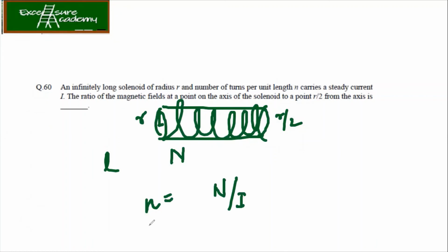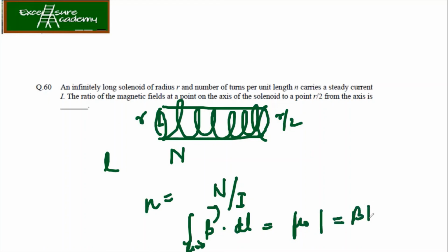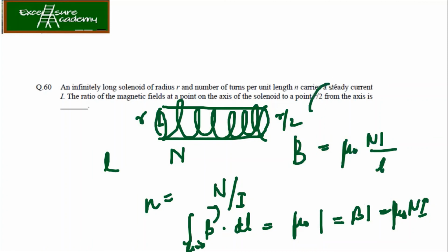Now it is also given that, B is equal to mu 0 n I. Okay, so here this becomes B is equal to mu 0 N I by L. Then again this becomes B equals mu 0 n I. Now the magnetic field inside the solenoid is constant, hence the ratio is going to be 1.